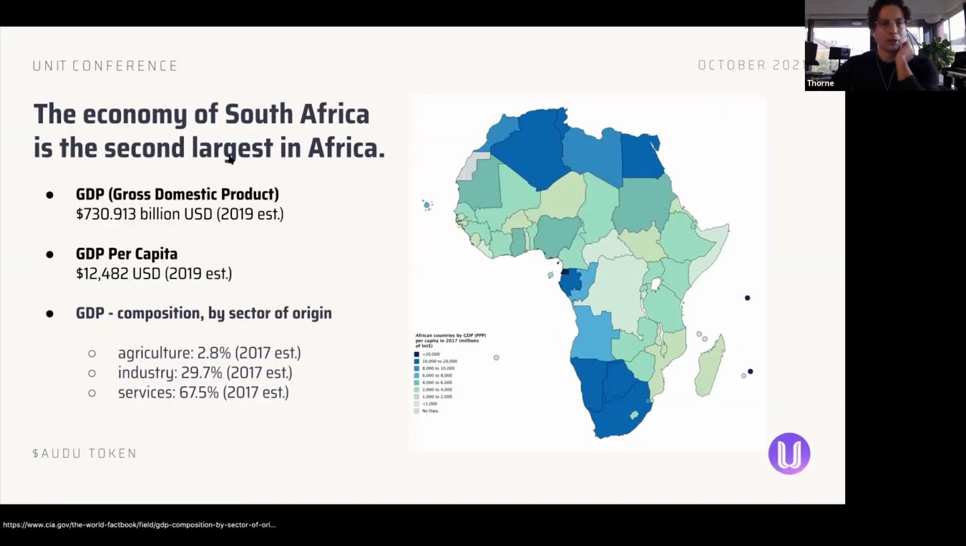So the economy of South Africa, second largest in Africa. We can see here, basically, if you look at the legend, all of the bluer countries are the more established, higher GDP countries. So the gross domestic product of South Africa is 730 billion US dollars. So considering that the population of South Africa, we were getting close to about 60 million, and then the population of Australia is 25 million. Australia's got a 1.2 trillion US dollar GDP.